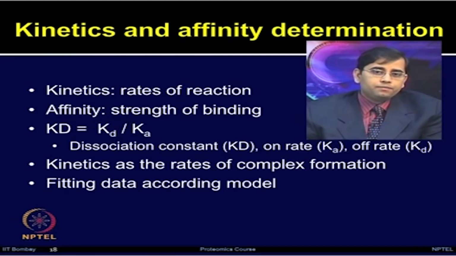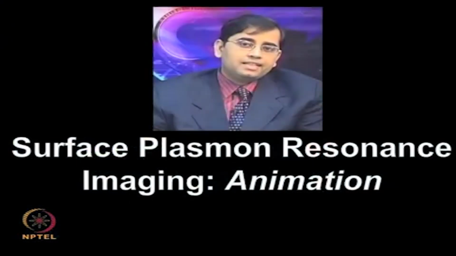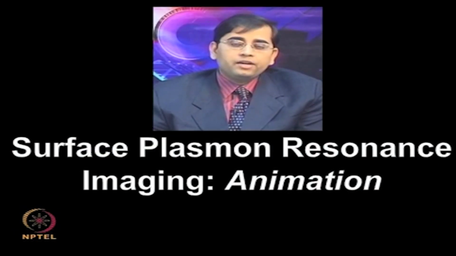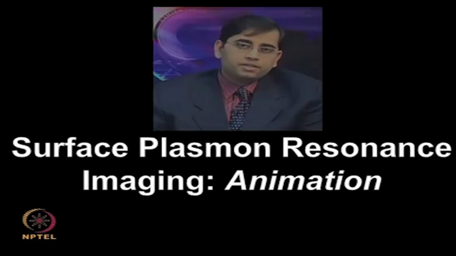Kinetics represents the rate of reaction, and affinity is the strength of the binding. Kd, capital K, capital D, or dissociation constant, is represented by kd, the off rate, divided by ka, the on rate. So, kinetics is the rate of complex formation, and the data fitting can be performed according to the models. As we have discussed, SPR imaging combines the advantages of SPR, kinetic and affinity analysis, with high throughput capabilities. It is convenient, sensitive and offers high throughput label free measurement of biomolecular interactions.